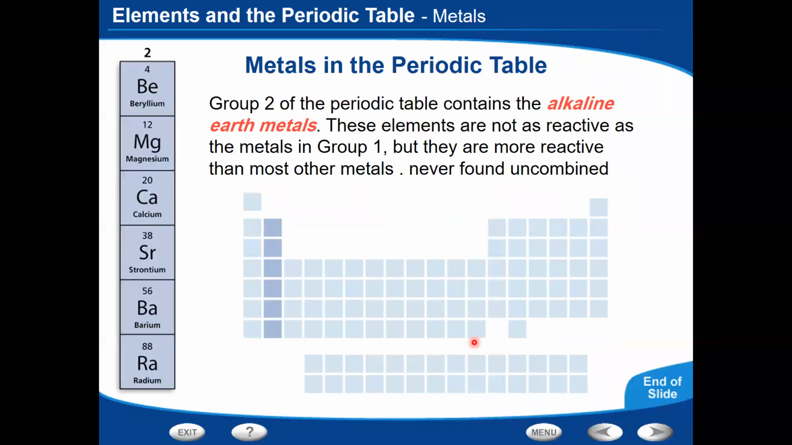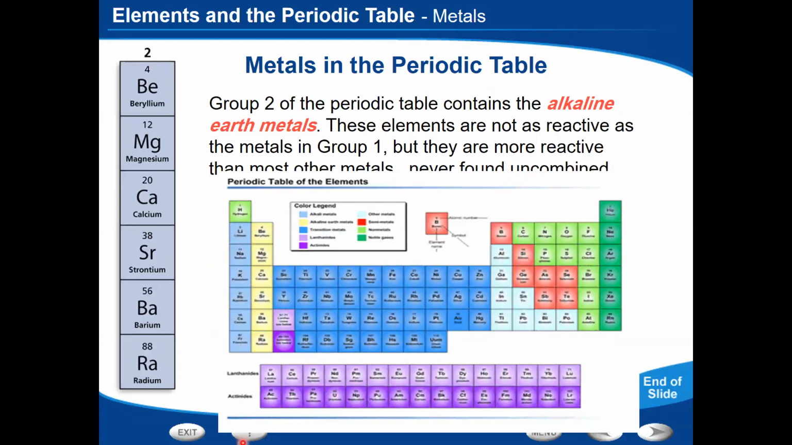Now the metals in the periodic table, group two. Group two is different from group one. Why? They react with other elements by losing two electrons. They are called alkaline earth metals.